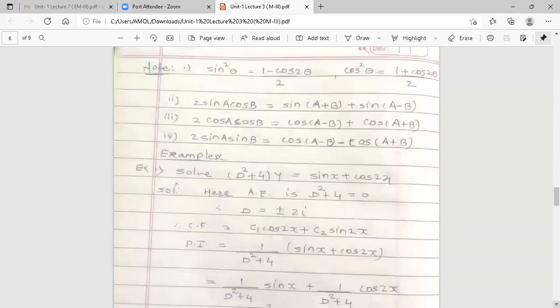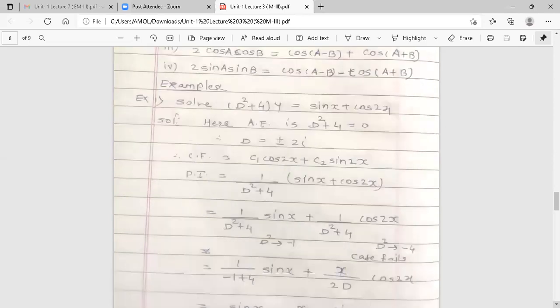Now here, you revise the formulae or trigonometric results. The first one is sine square theta is equal to 1 minus cos 2 theta by 2. Cos square theta is equal to 1 plus cos 2 theta by 2. Then product formulae: 2 sine a cos b is equal to sine of a plus b plus sine of a minus b. 2 cos a cos b is cos of a minus b plus cos of a plus b. 2 sin a sin b is equal to cos of a minus b minus cos of a plus b.